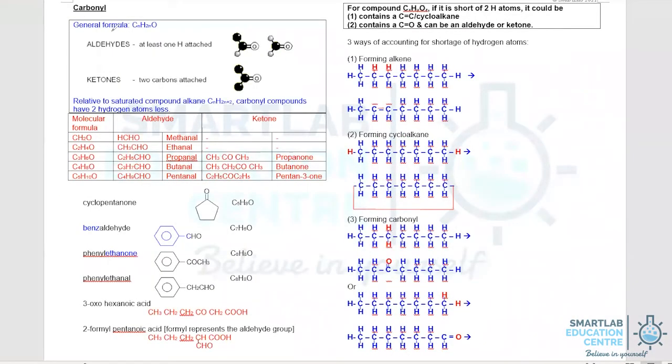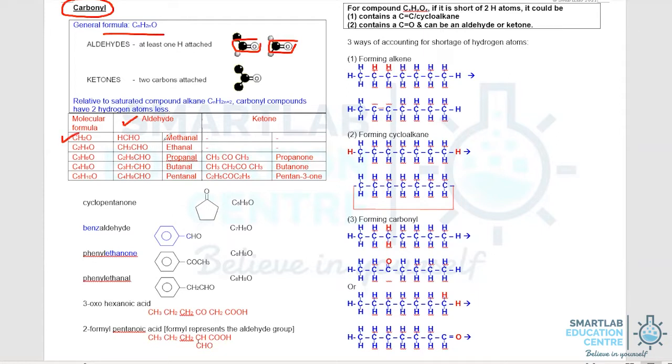The general formula for ketone and aldehyde is as such, and do note that the word carbonyl refers to C double bond O. And carbonyl group, like hydroxyl group, is not a functional group. It just merely describes that the compound has a carbon bonded to oxygen via a double covalent bond. So let's take a look at the various members of your aldehyde.